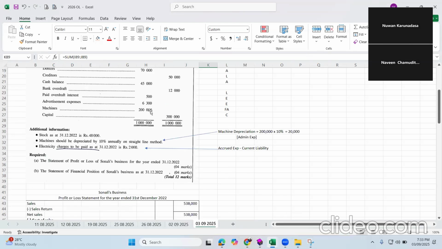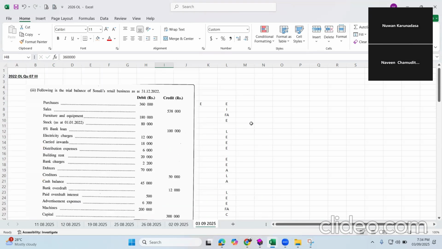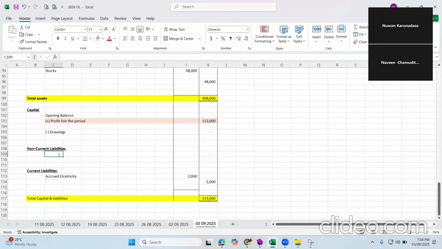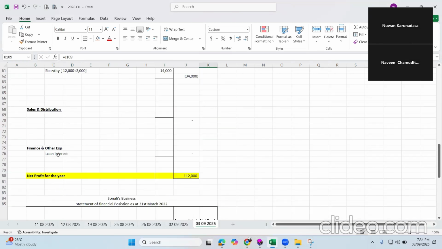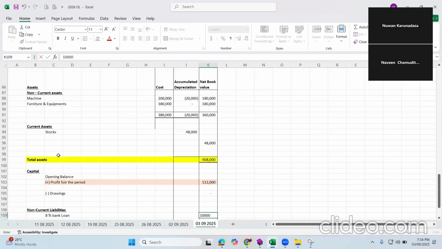Stock opening 80,000 to the income statement. Here opening stocks 80,000. Then the 8% bank loan, 100,000. It's a non-current liability. So here, 8% bank loan came 100,000.